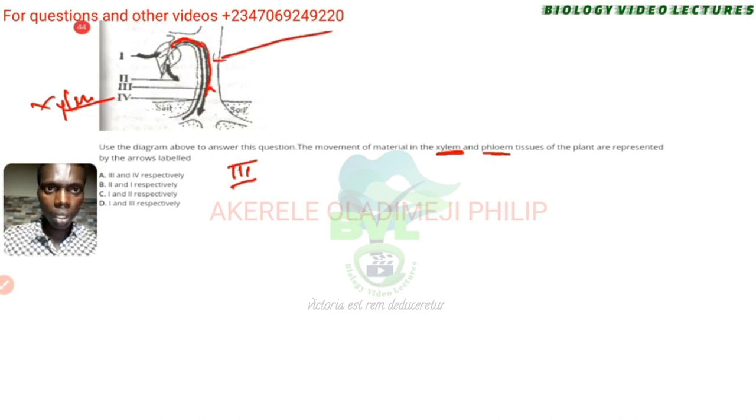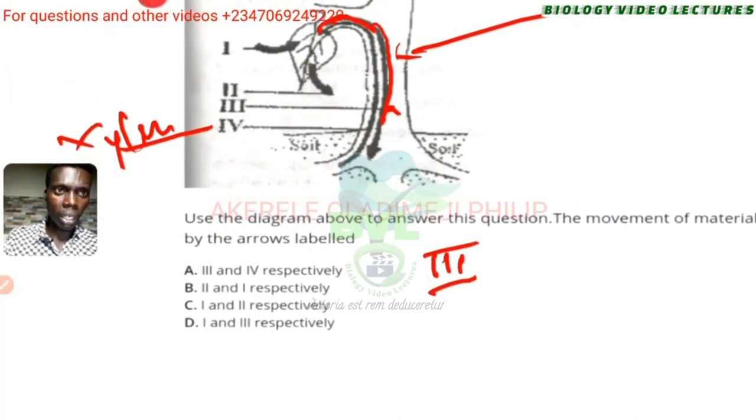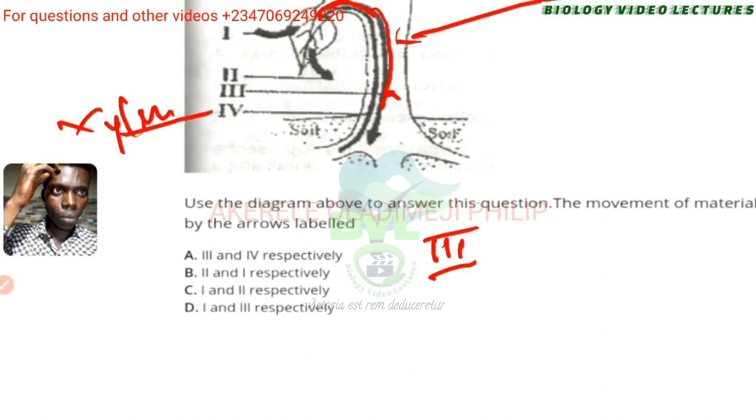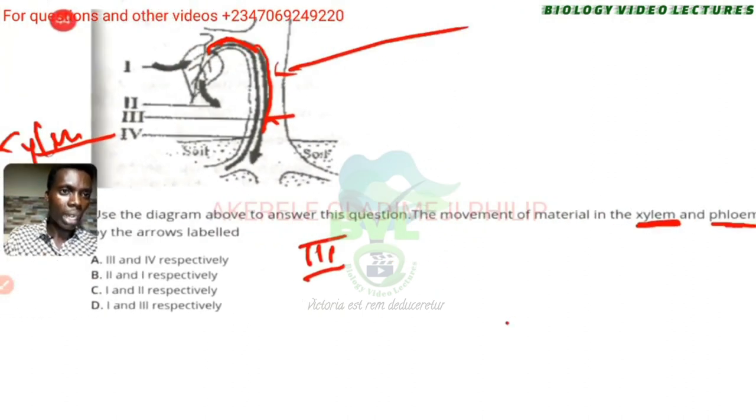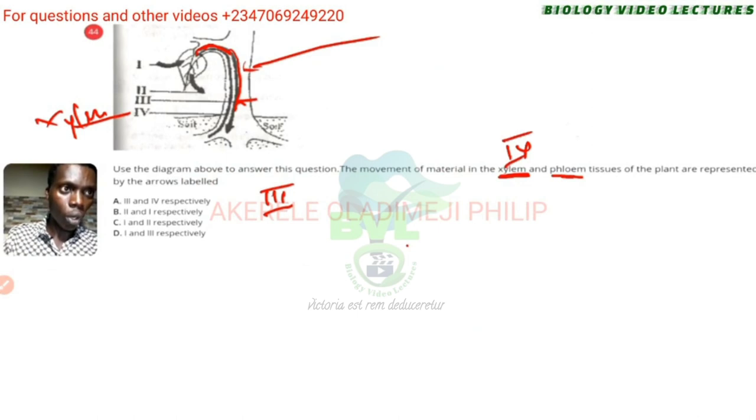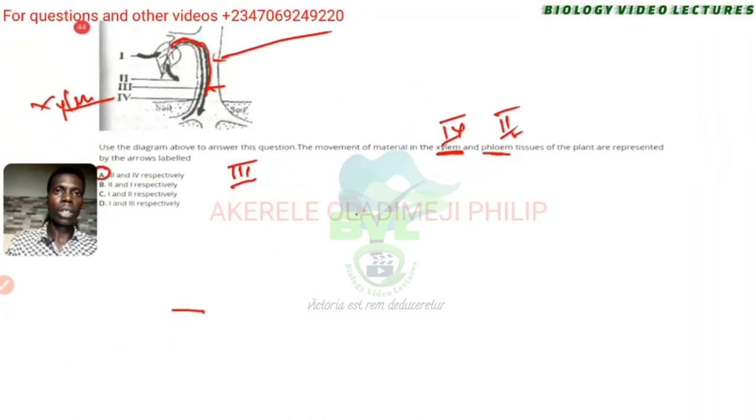Phloem is three. So, wow, something is wrong in this. It's meant to be four and three, not three and four. I think there's a mistake here. So three is phloem, and the question is saying xylem and phloem, and we said xylem is four and phloem is three. So it meant to be four and three. So the only close answer to that is A, but it's wrong because it's not three and four, it's meant to be four and three, considering the arrows. All right, so that took us longer than it should.